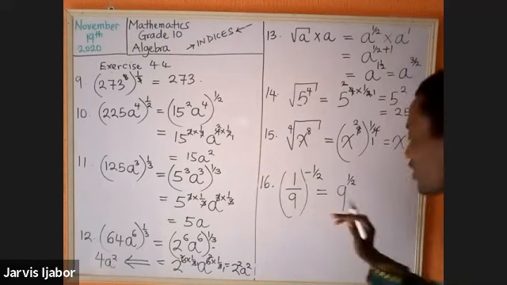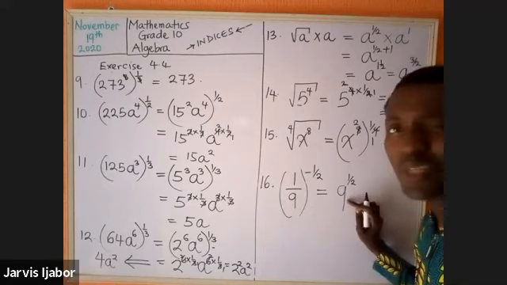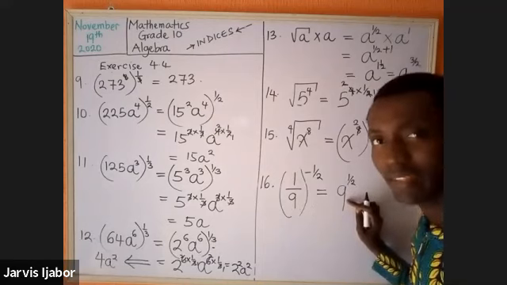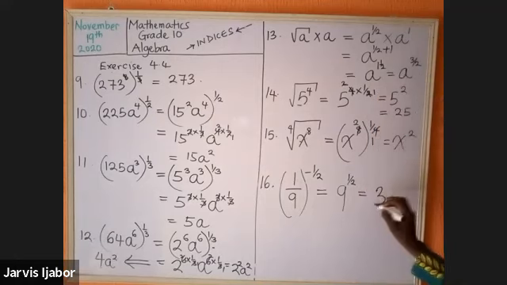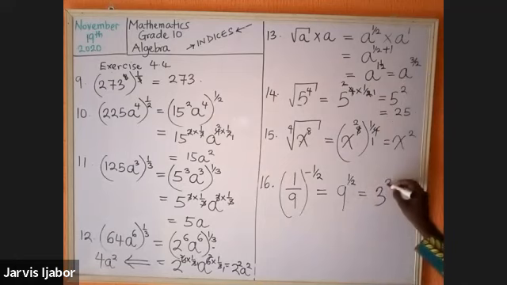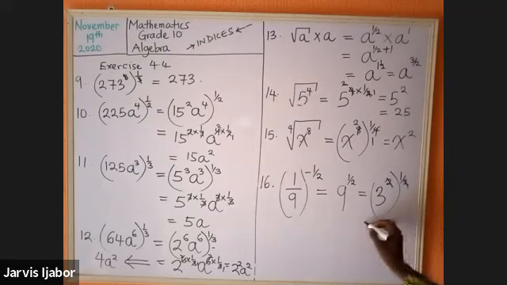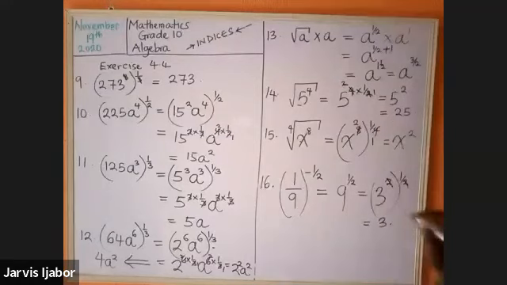Having done that, the next thing you look at now is 9. What is the prime factor of 9? It is 3. So that will be 3 multiplied how many times? Twice, all raised to the power of 1 over 2. When this cancels out, you have your final answer as what? 3. So that's for question 16. Let's look at question 17.